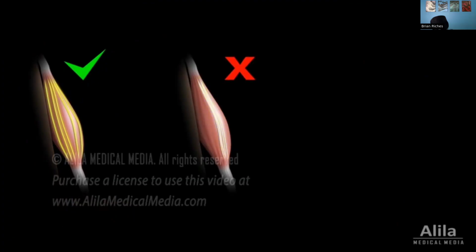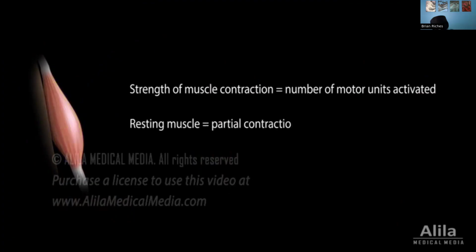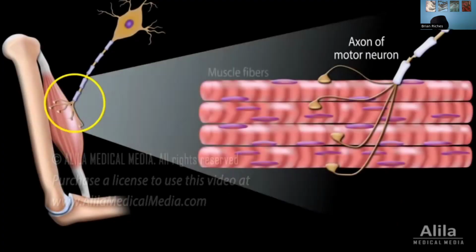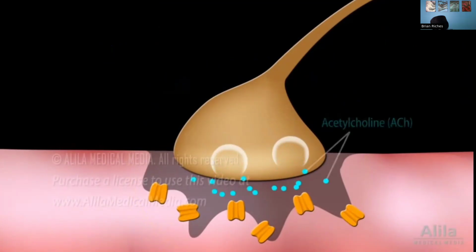a small, localized twitch. The strength of a muscle contraction is determined by the number of motor units that are activated at one time. Even at rest, most muscles are in a partial contraction state called muscle tonus, which is maintained by alternating activation of a small number of motor units. The connection between a motor neuron and a muscle fiber is called a neuromuscular junction, which is basically a chemical synapse between the nerve terminal and a specialized area of muscle cell membrane called the motor end plate. When an action potential reaches the nerve terminal, it causes the release of the neurotransmitter acetylcholine into the synaptic space.